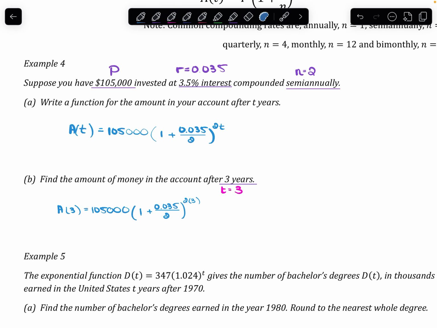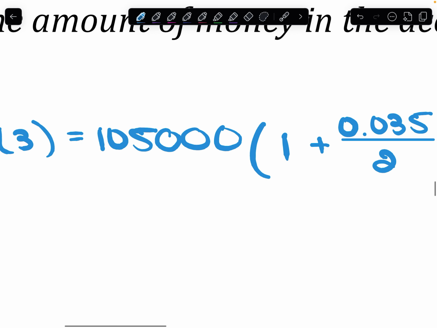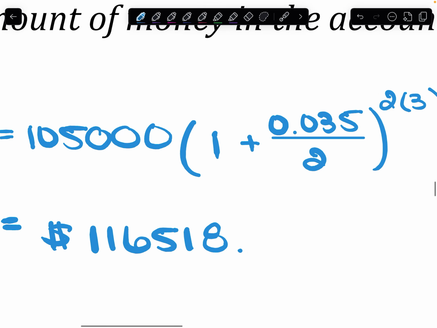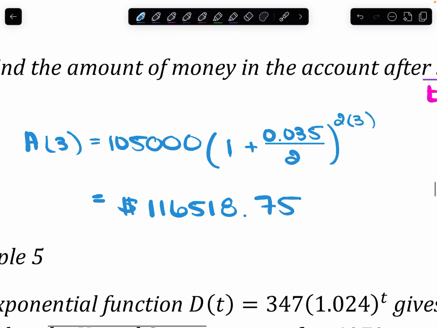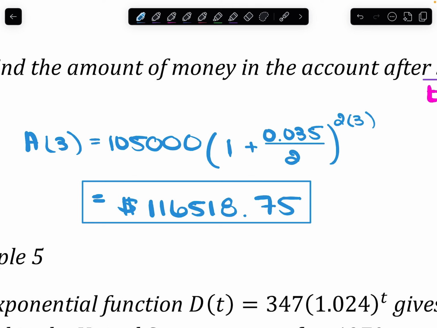And because this is money, we're going to round the answer to 2 decimal places. So the amount in the account is in dollars. It's going to be $116,518.747, so that would round to .75. So just be careful getting that typed in. Don't want any rounding until you're done.